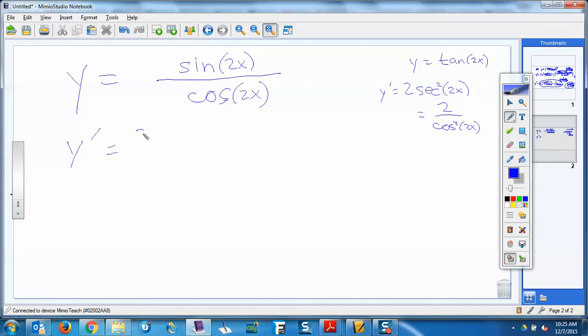So the derivative of the top would be 2 sine 2x, right? We're kicking out the derivative of the inside, times the bottom left alone, minus the top left alone. You don't have to do cosine. Oh, I didn't just, yeah, thank you.